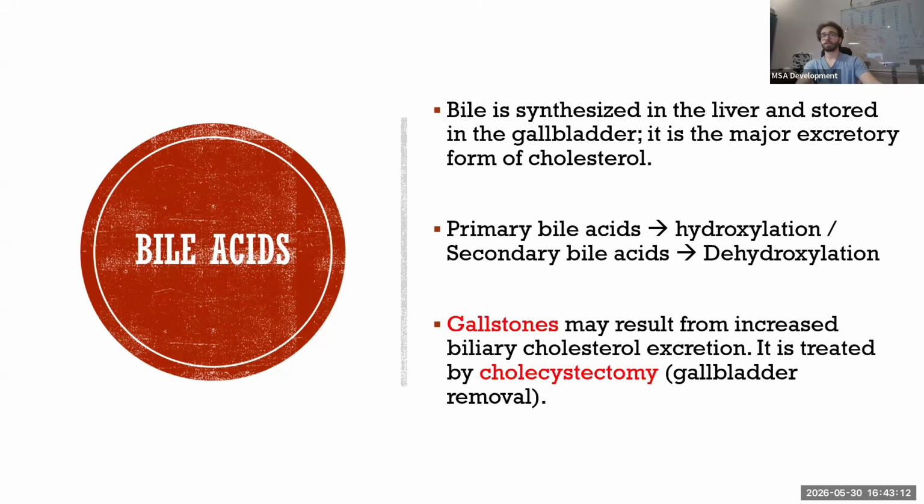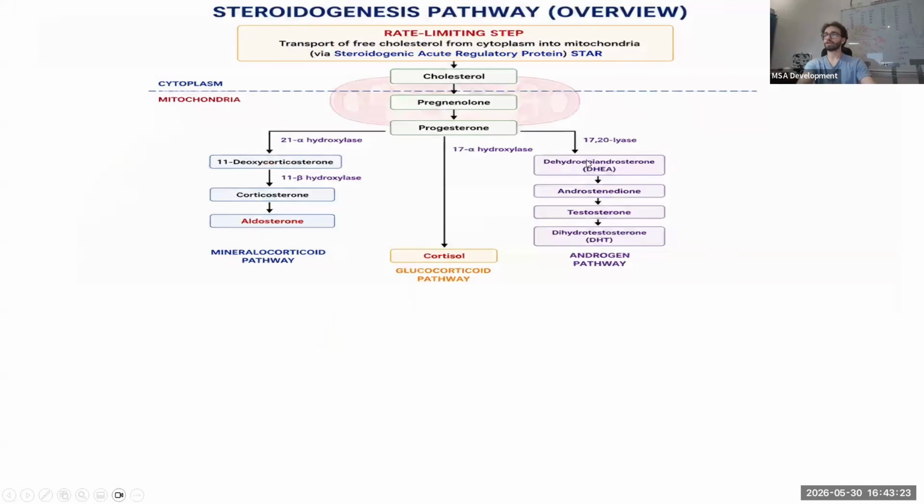Now I'm going to talk to you guys about something called steroidogenesis. What is steroidogenesis? It means creating steroids. Why is this pathway in this lecture? Because steroids are created from cholesterol. That's why it's in this lecture.